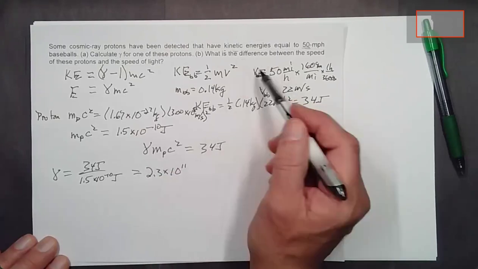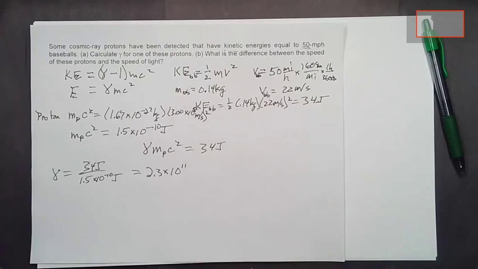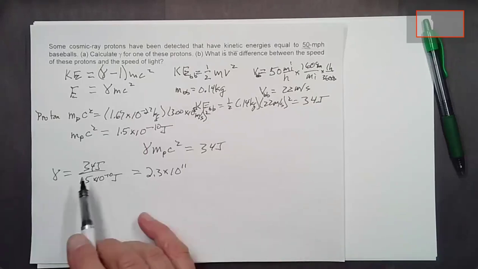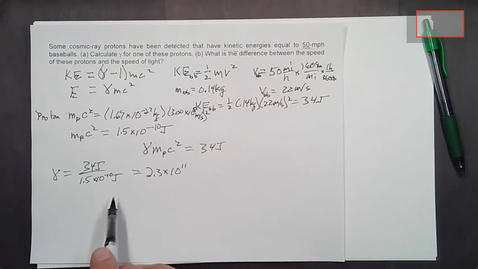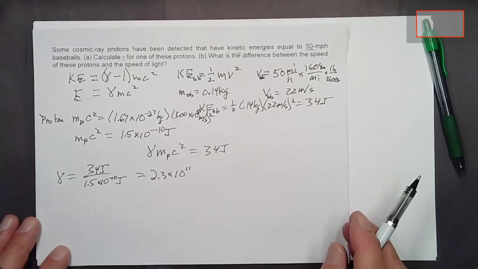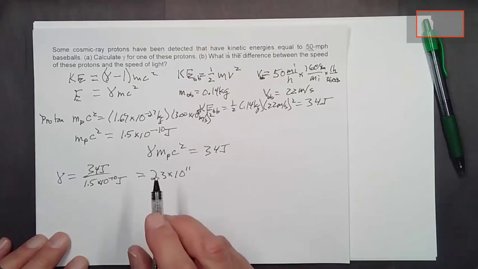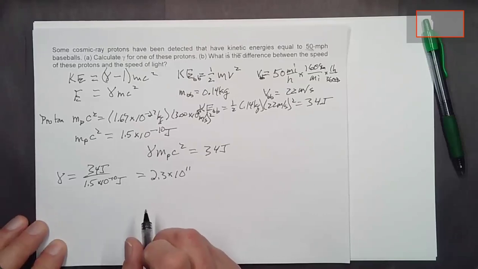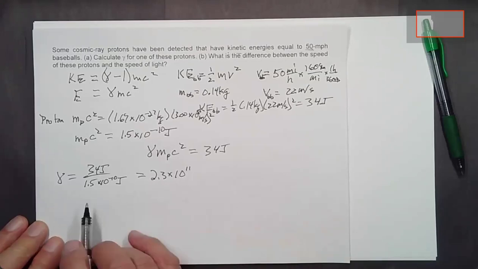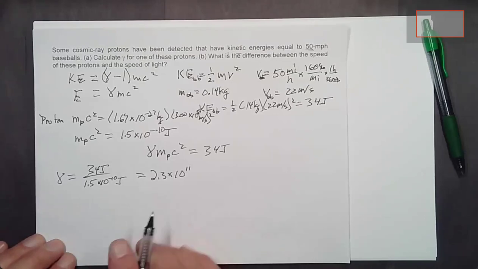Now, what's the difference between the speed of these protons and the speed of light? Here's the thing, knowing that gamma is that, you could somehow try to find out what the speed of the proton is just by itself. But I think you'll see pretty quickly that we're going to lose it in the tail end of a whole bunch of digits. But let's go ahead and work as far as we can on that.